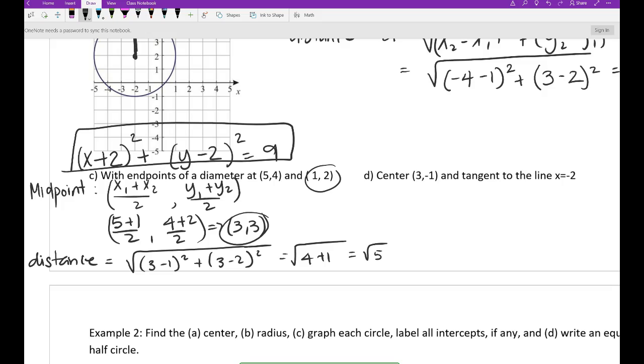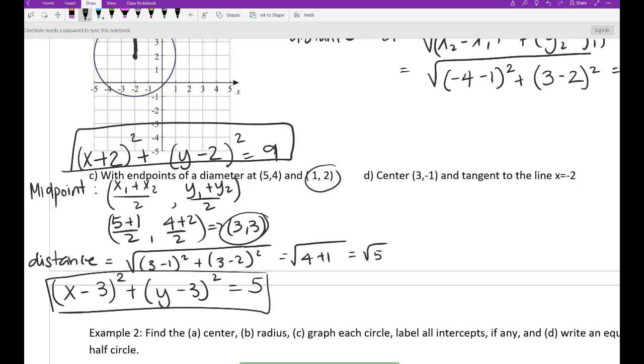Do we have everything we need to write our standard form? Okay, so it's going to be x minus what? x minus 3 squared plus... equals 5. Beautiful. Okay. Good job, guys.